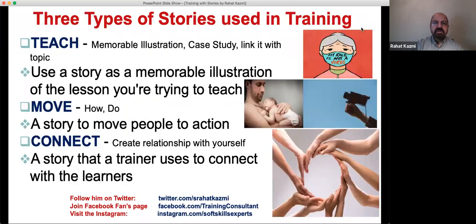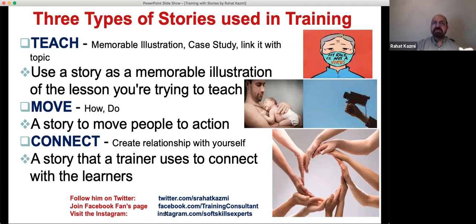So people, there are three types of stories used in training. The first one is teach, move, and connect. When it comes to teach, if you look at the picture on top here, I'm trying to show you a little emoji. It says, my race is not a virus. If you remember, Donald Trump used to say that it's a Chinese virus. So he convinced everyone the virus was Chinese. When you looked at a Chinese person, people were afraid. Basically, these are memorable illustrations.